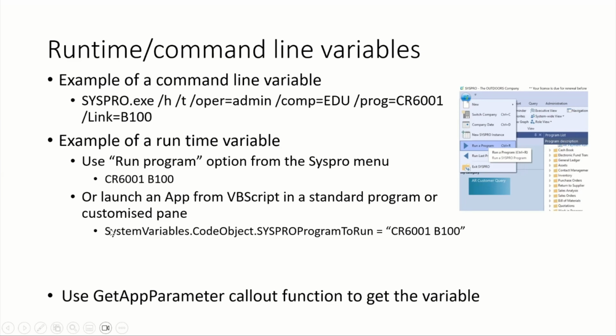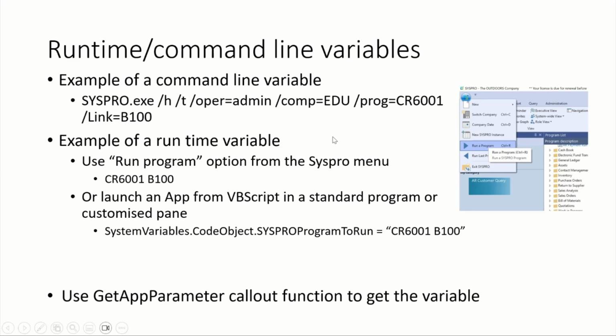So there are a variety of ways in which you can actually launch an app from anywhere in Syspro and pass it a parameter as you are running. And then within the app, you use the get app parameter call out to check whether there is a variable on the runtime as we go along. That's relatively straightforward, and we'll see that shortly in the first demo.